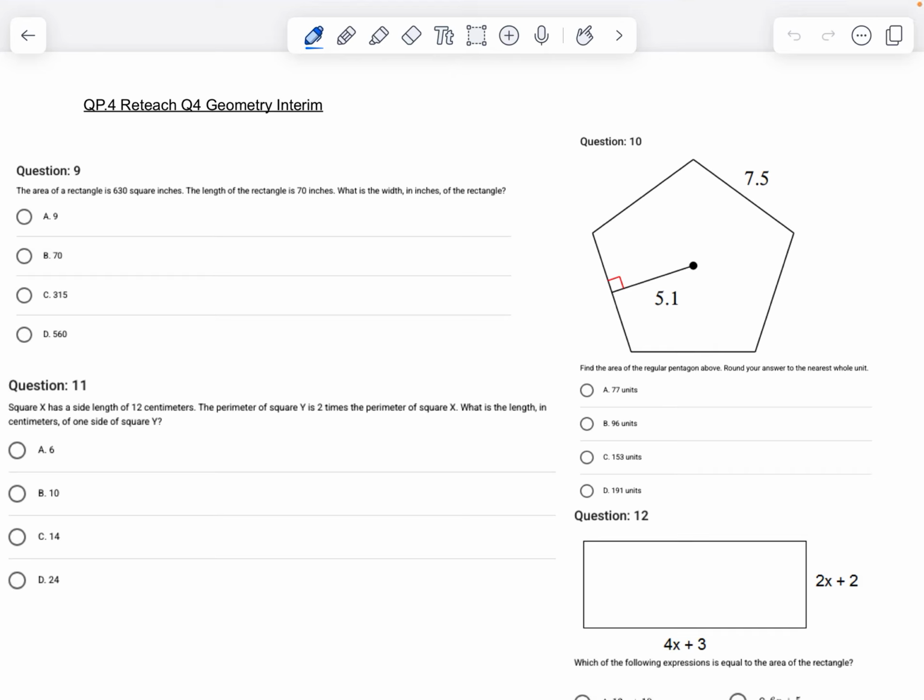Hey guys, so this is the QP.4 retest for our Q4 interim. This is about our area unit, our area lessons. So if you want to take out those notes as well, that would help you. But let's just get into these 4 questions.